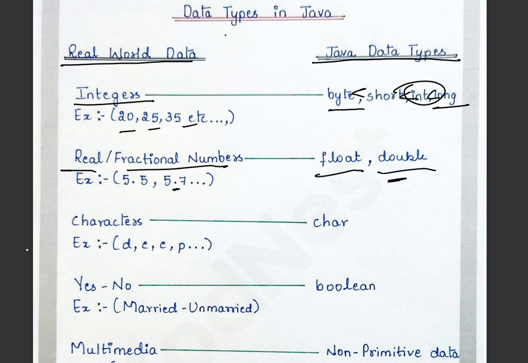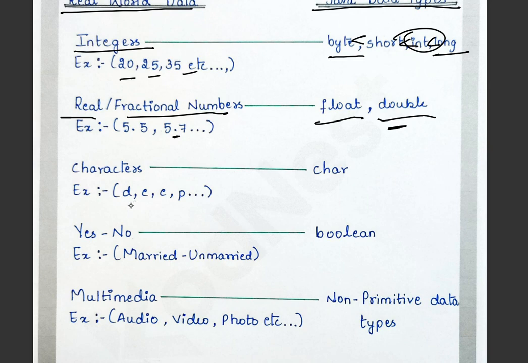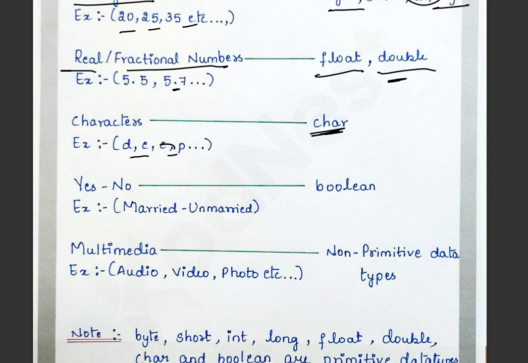Next, for characters like A, B, C, D, E, we use the char data type in Java. And boolean is for yes or no, true or false. For these types of conditions, we use boolean in Java.